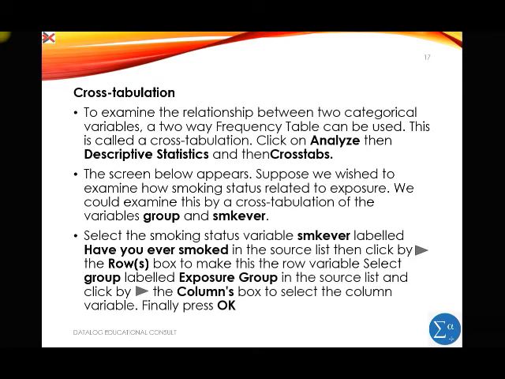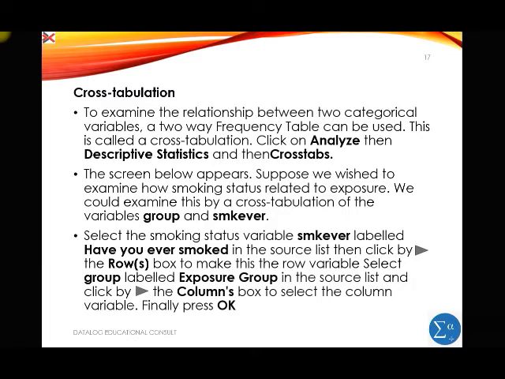Cross tabulation. You are welcome back. To examine the relationship between two categorical variables, a two-way frequency table can be used. This is called a cross tabulation. Click on Analyze, then Descriptive Statistics, and then Cross Tabulation. The screen below appears. Suppose we wish to examine how smoking status is related to exposure.